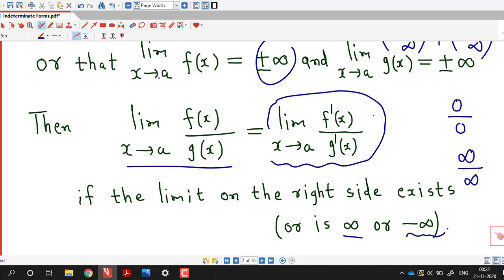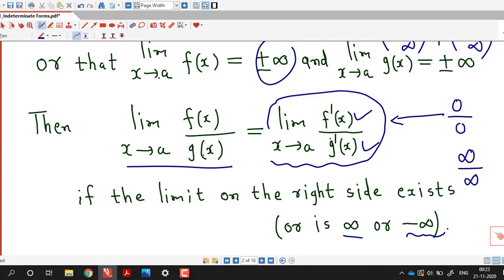Now suppose after taking derivatives the first time, we obtain 0 by 0 or infinity by infinity form again, then we will apply L'Hospital rule again. That means if we obtain 0 by 0 form here, then we will take second derivatives. So that will be the limit of f double dash x over g double dash x. And be careful, here we have to take derivatives of f(x) and g(x) separately. In the numerator I will differentiate f(x) with respect to x, and in the denominator I will write the derivative of g(x) with respect to x.